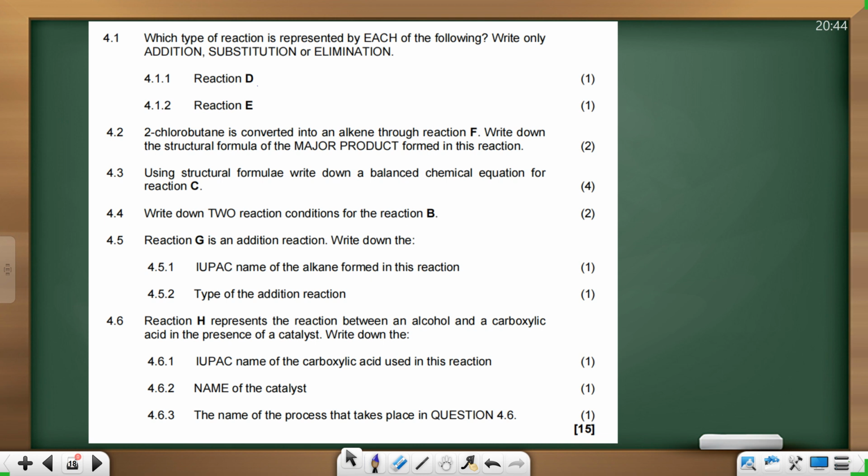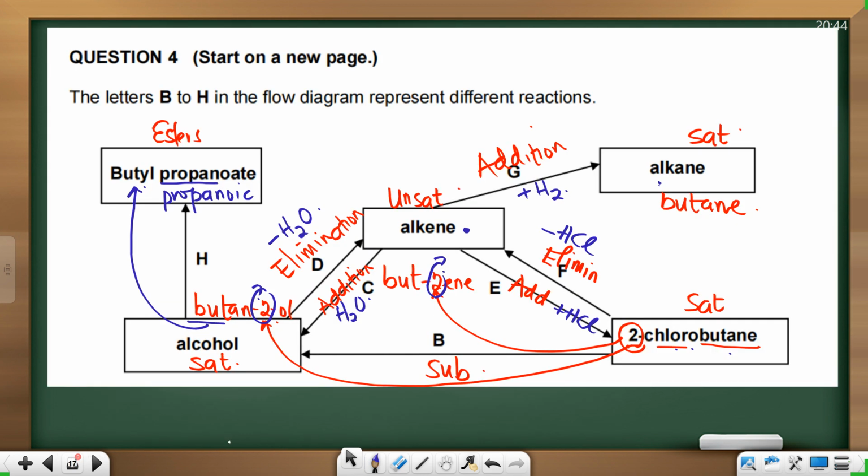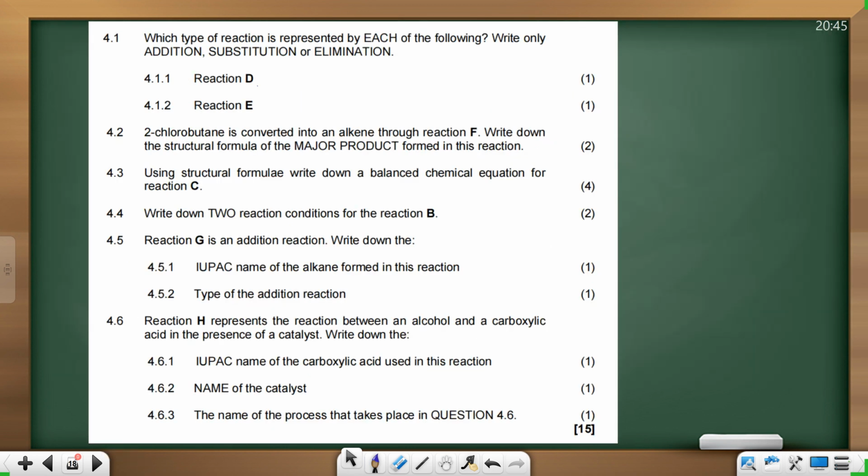2-chlorobutane is converted into an alkene through reaction F. Now this is what we're going to confirm. 2-chlorobutane is converted into what? An alkene through reaction F. Write down the structural formula of the major product formed in this reaction. Let's go and check F.